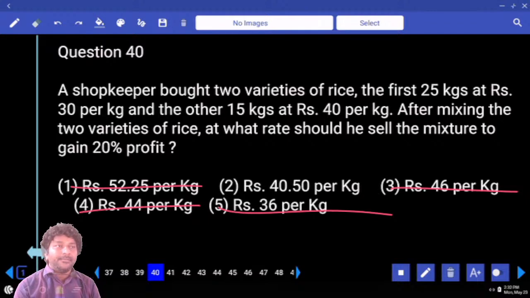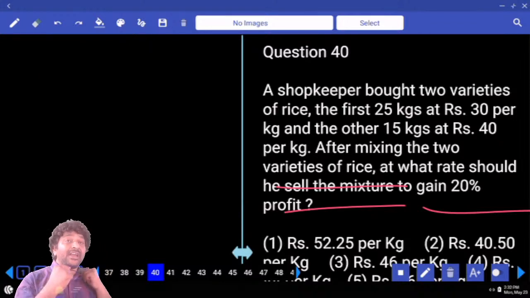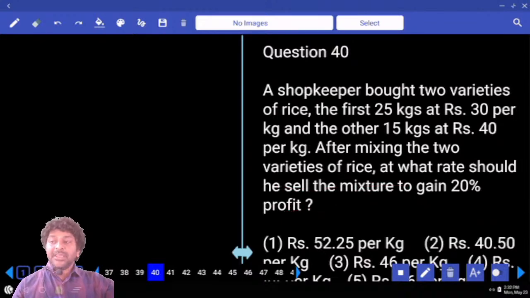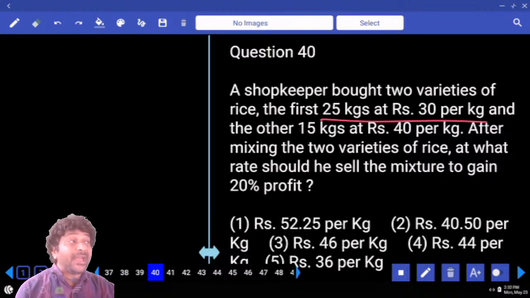Do you understand? If you want to calculate this, let's see. How many kgs of the first variety are we taking? 25 kgs. And what is the price? 30 per kg. Then what is the total cost price?